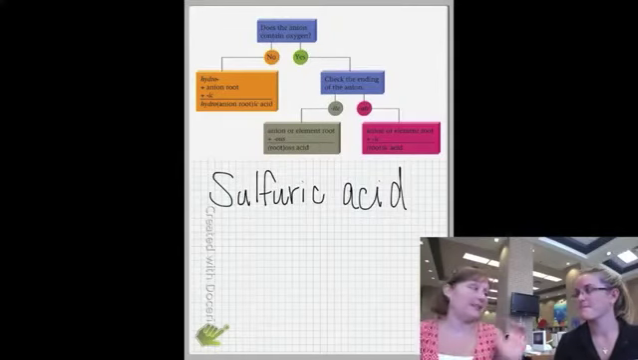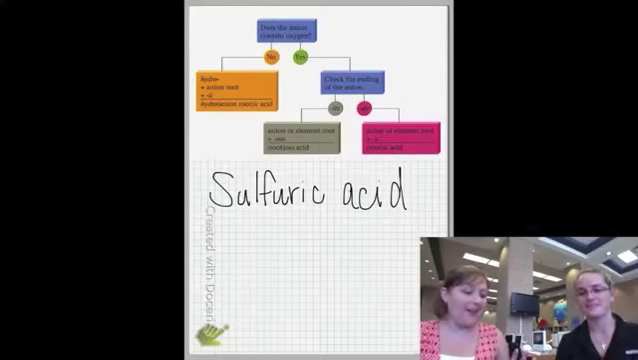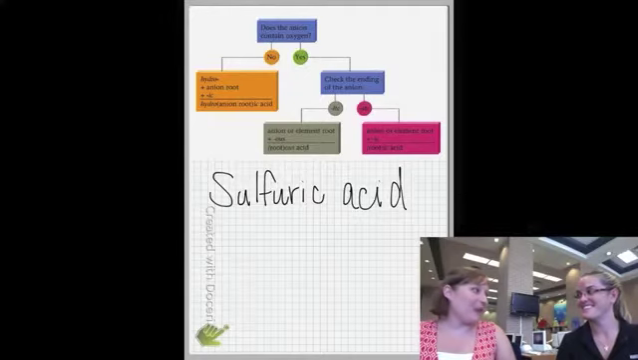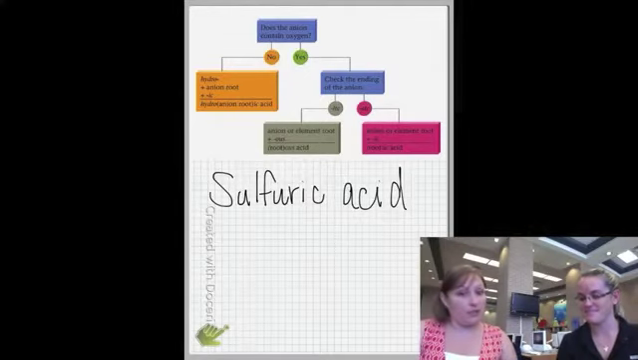Okay, Ms. Russman, the last thing in this unit, I promise. Okay. Feels good. We are going to do writing the formulas for acids, so we're going to work backwards from what we just did. Okay.